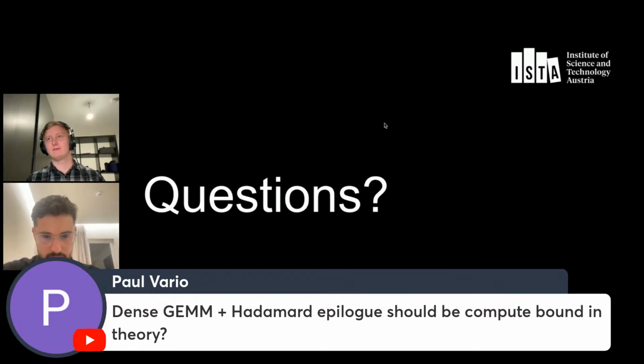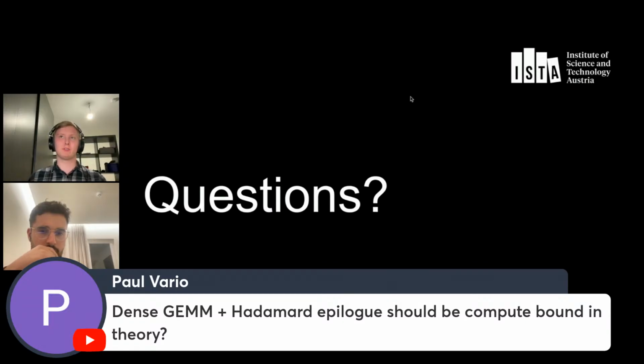Dense GEMM plus Hadamard epilogue should be compute bound in theory. I mean, the thing is that here the epilogue is always a prologue, not an epilogue to the dense GEMM. So I don't really understand; I think this is generally a question about whether our method makes GEMMs not compute bound. Yes, it's still compute bound.